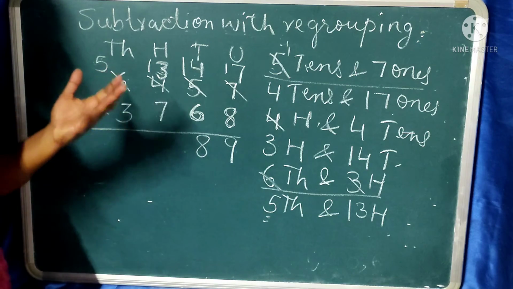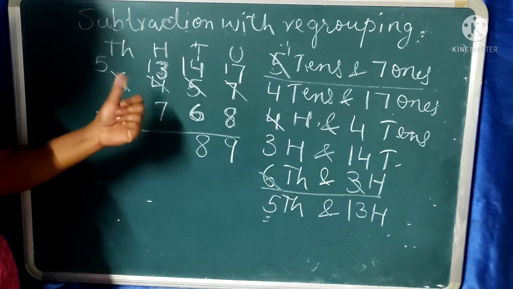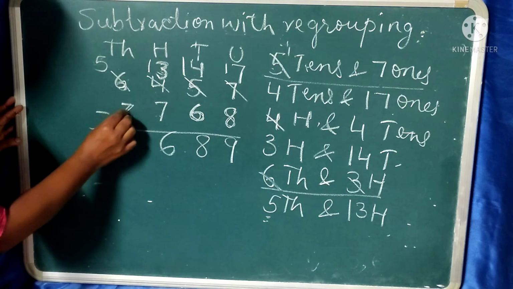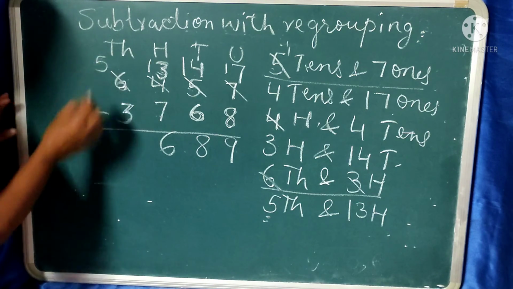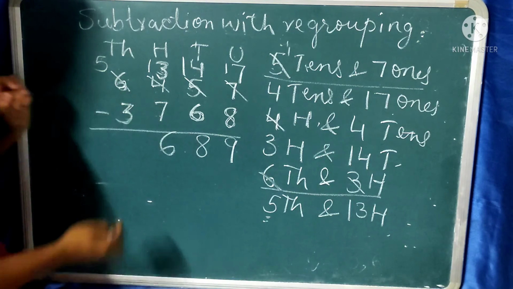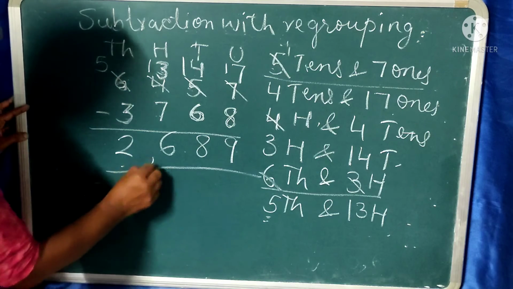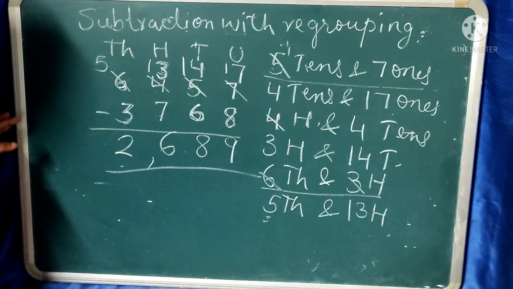After 7: 8, 9, 10, 11, 12, 13. That is 6. Then from 3 till 5: after 3, 4, 5. So 2. So you got the answer 2,689.